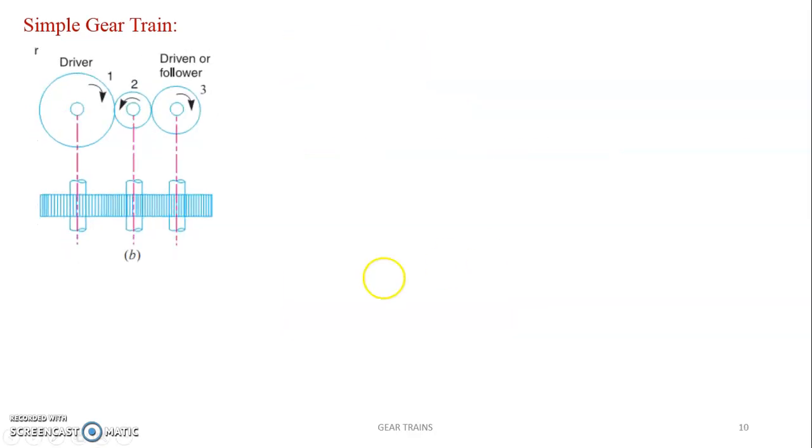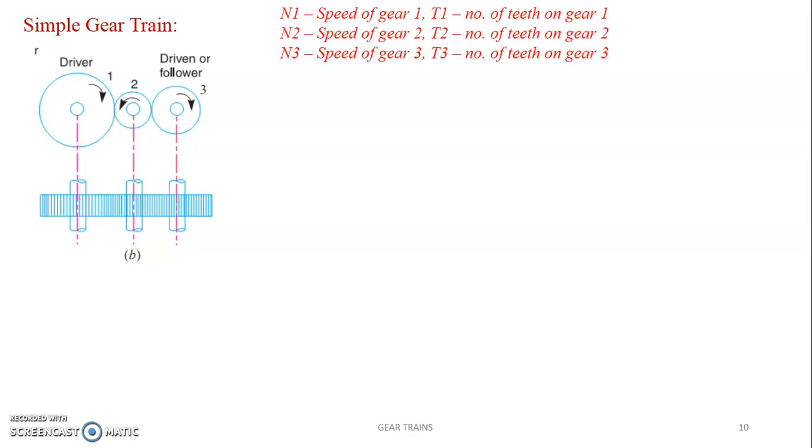Similarly, if I come to this sketch, there are 3 gears: 1, 2, 3. In this case, let N1 be the speed and T1 the teeth, and so on. Gear number 1 is the driver, gear number 3 is the follower, and 2 is the idler gear. What is the gear ratio? Gear ratio is N1 by N3. I'm going one by one. I'll first calculate the speed ratio between gear 1 and 2. Between 1 and 2, 1 is the driver and 2 is the follower, so N1 by N2 is equal to T2 by T1.